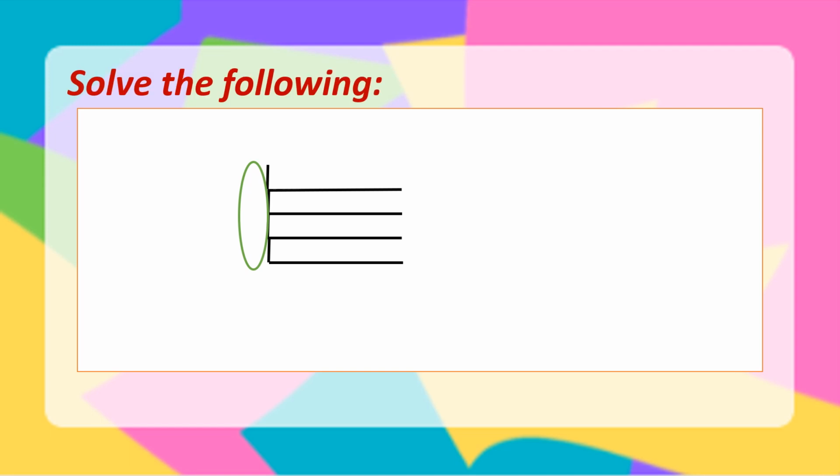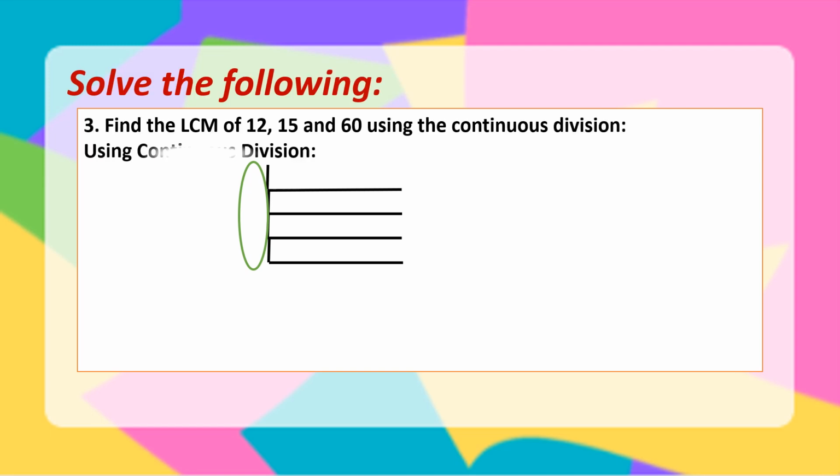Okay, so let's have number 3. Find the LCM of 12, 15, and 60 using the continuous division. So, think of a number that can divide 12, 15, and 60, and that is 3. So 12 divided by 3 is 4. 15 divided by 3 is 5. 60 divided by 3 is 20. Now, let's check each number if it is prime or composite. 4 is composite, 5 is prime, 20 is composite.